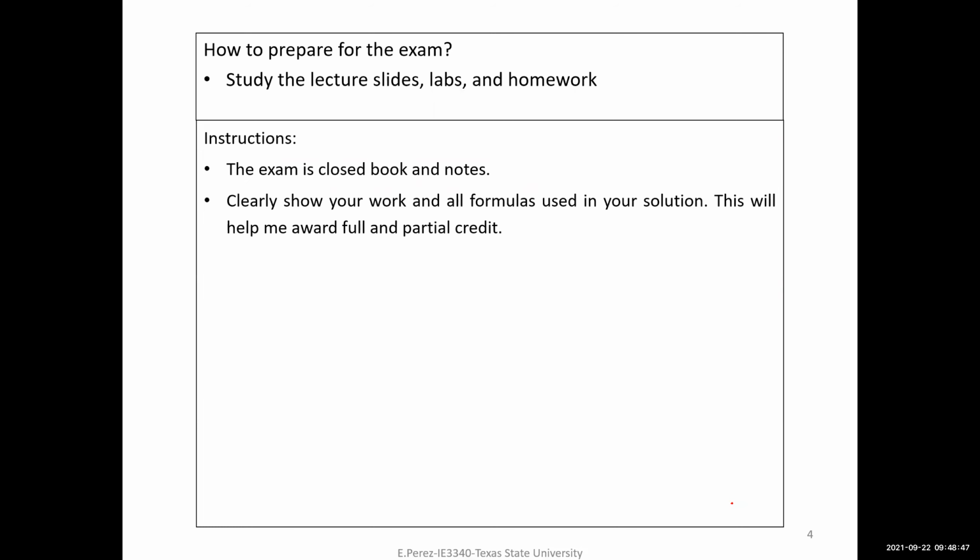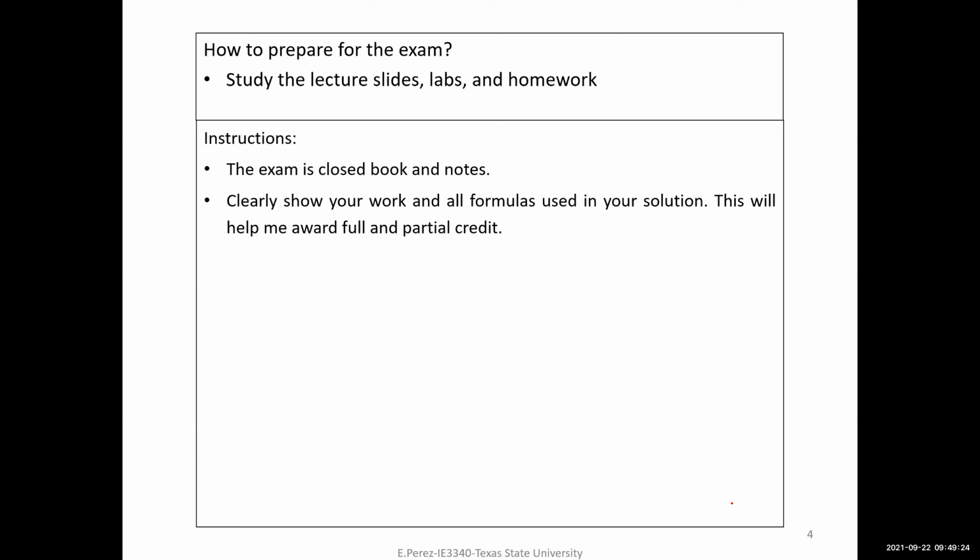So how to prepare for the exam: study the lecture slides, the labs, and the assignments or the homework. Pay close attention to those problems that we assign and the ones that we cover in class. If you have a good understanding of how to solve those, then you should be in good shape for the exam. The exam is going to be closed book and notes. I will allow you to bring a calculator. So if you feel more comfortable bringing a calculator for the computations, you can do that.